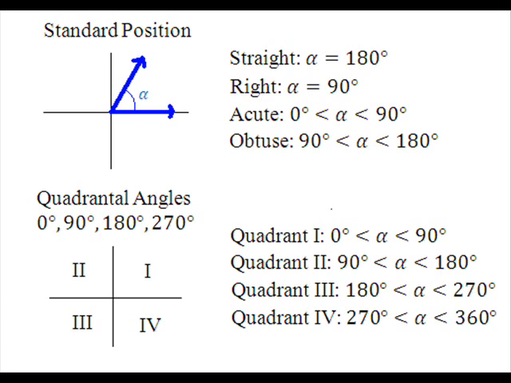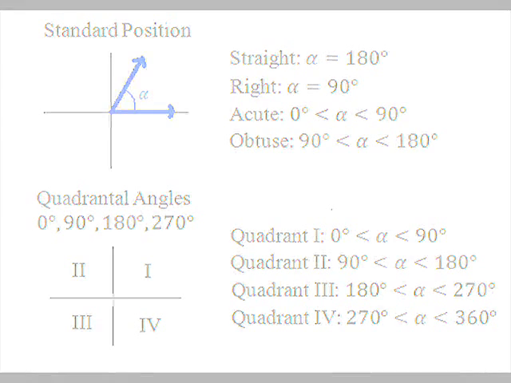Angles can be labeled by their quadrant number. Angles between 0 and 90 degrees lay in quadrant 1. Angles between 90 and 180 degrees are in quadrant 2. Angles between 180 and 270 are in quadrant 3. And angles between 270 and 360 degrees are in quadrant 4.